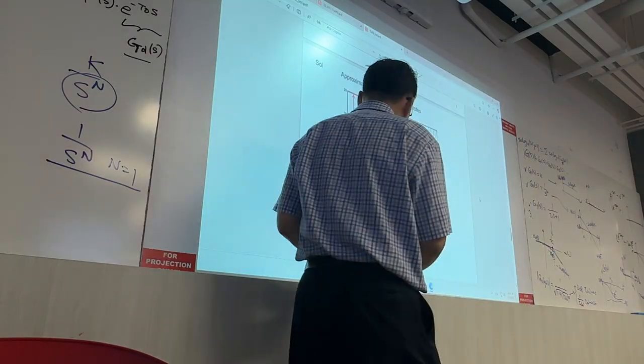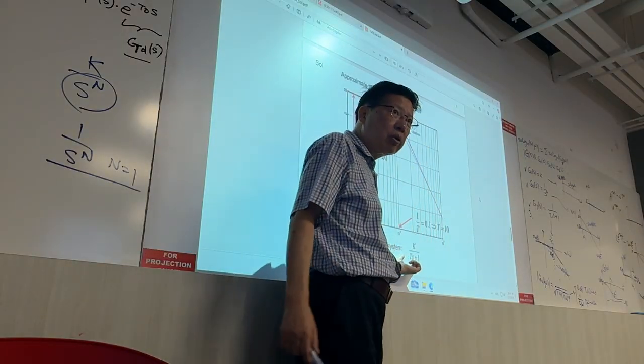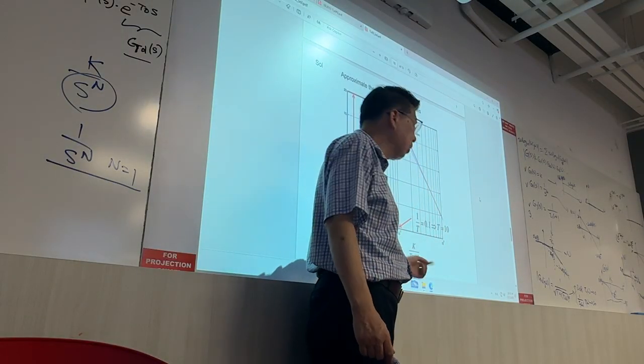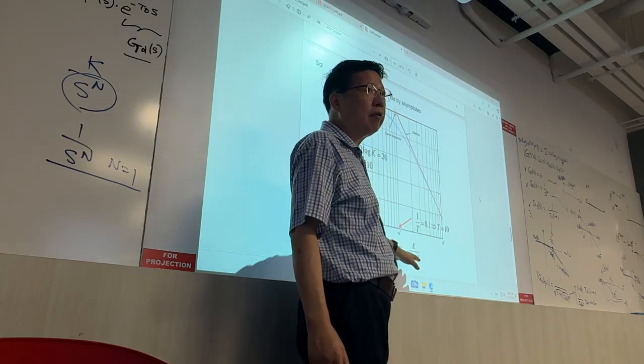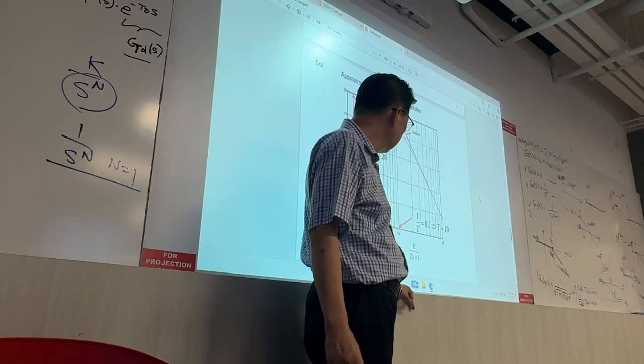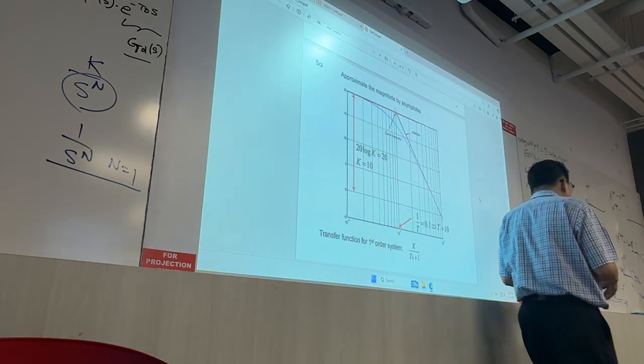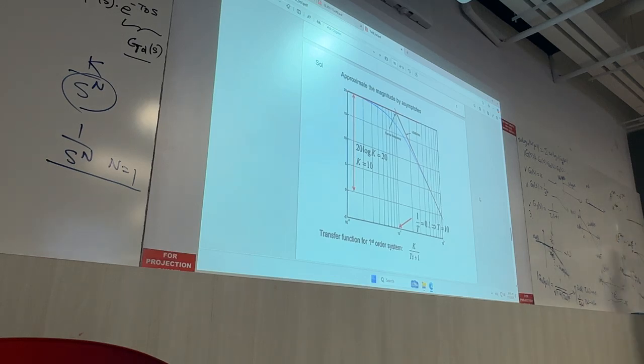So in this case, this first order transfer function with the two parameters has been identified. So with this knowledge of the Bode plot, we can identify the parameters of the transfer function.